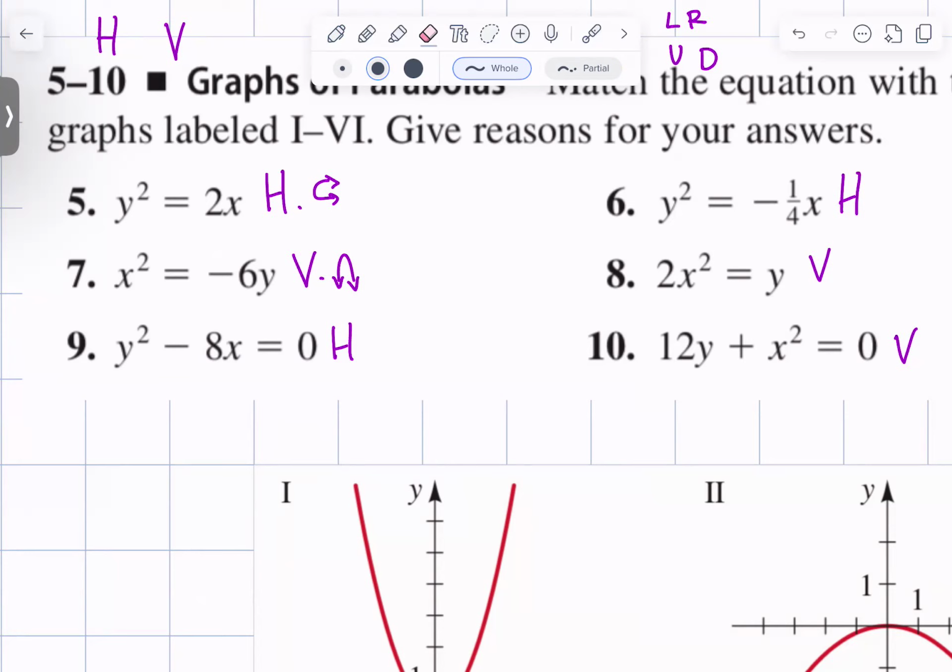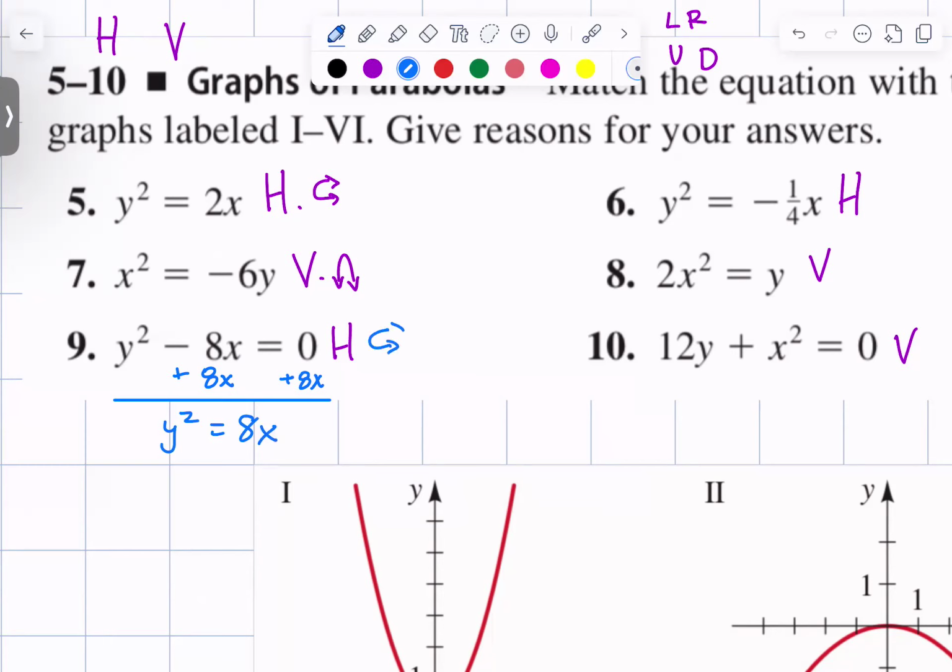Well, if we change this up, right, we're going to add 8x to both sides, right? And get y squared is equal to 8x, and that is to the right. Okay?